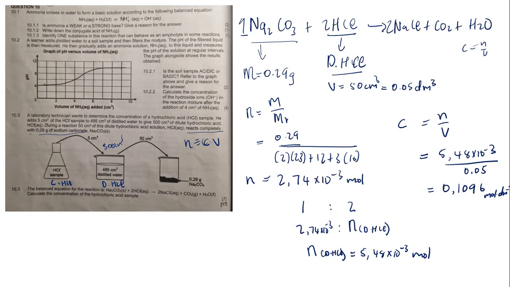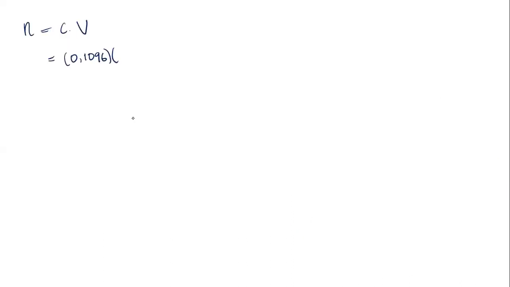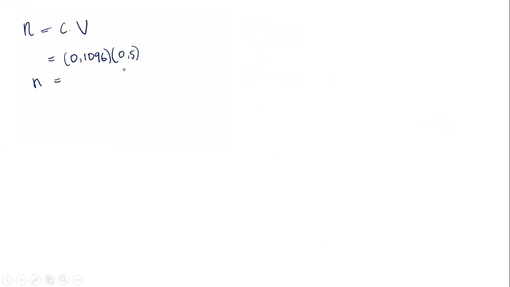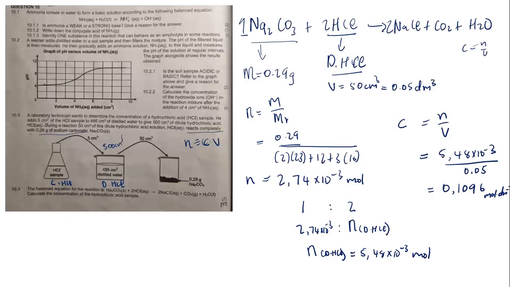When I convert it, it's going to be 0,5. And therefore, let us determine the number of moles in this solution. I multiply my answer by 0,5. And therefore, how much do I get? I get that my number of moles is 0,0548 moles. Therefore, this is the number of moles in this huge container.